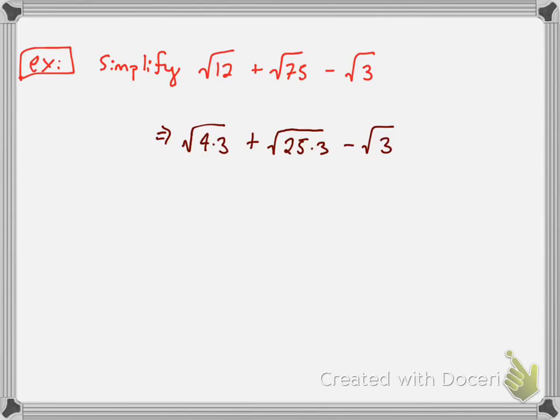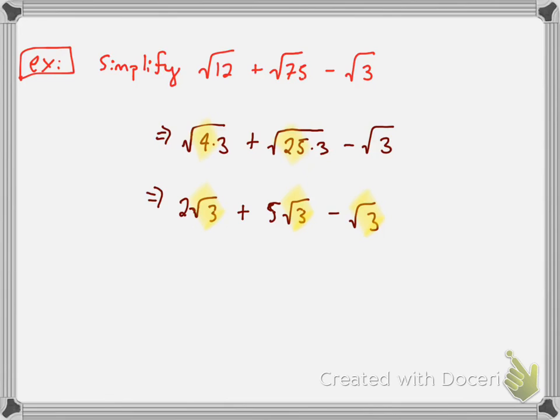From here, the square root of 4 and the square root of 25 are going to break out of that radical, and I'm left with the expression 2 times the square root of 3 plus 5 times the square root of 3 minus the square root of 3. Now everything's being taken to the square root, and all of the radicals are the same, so I can combine using the distributive property.